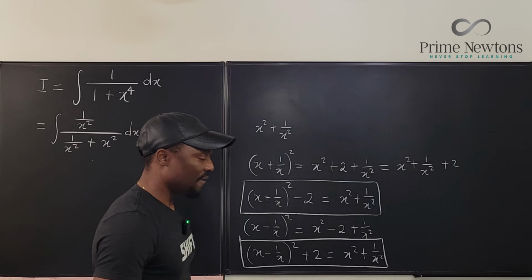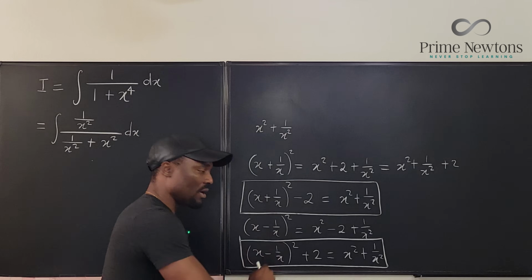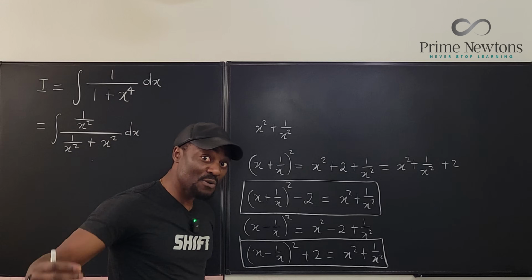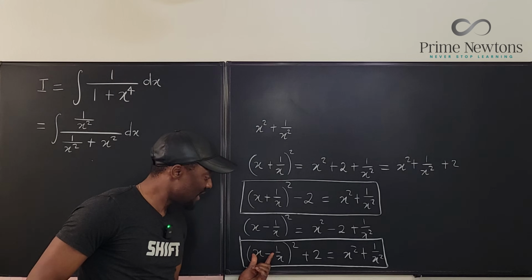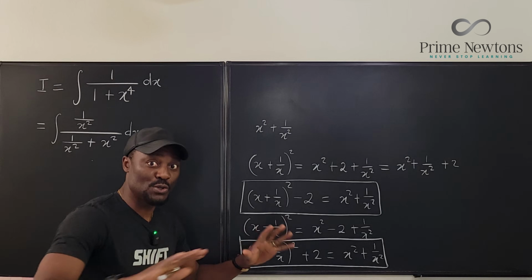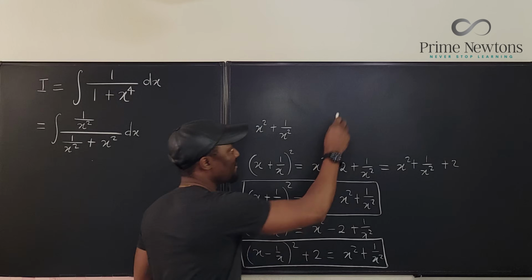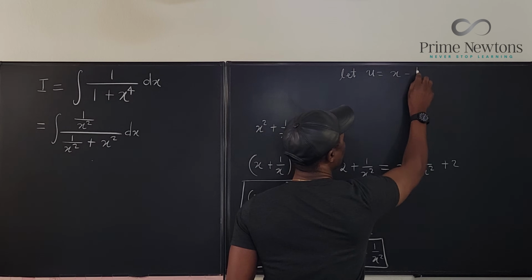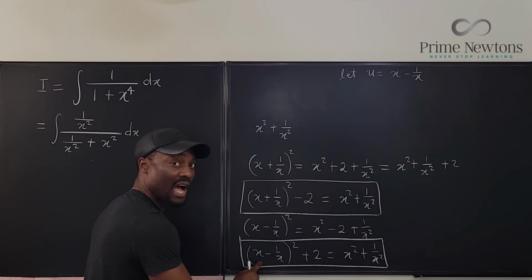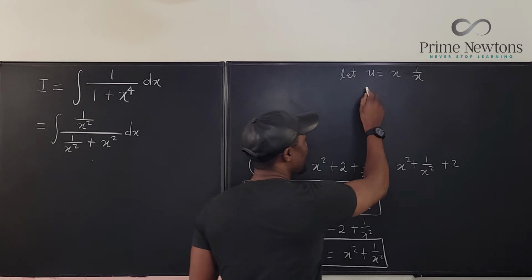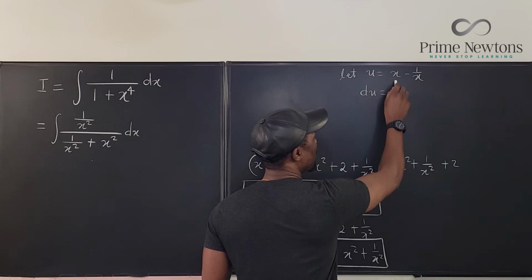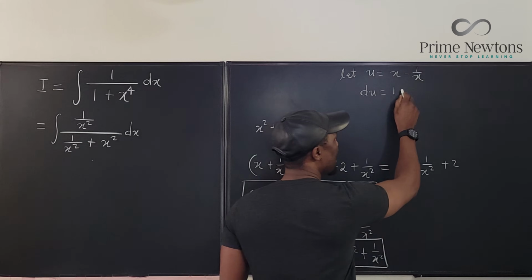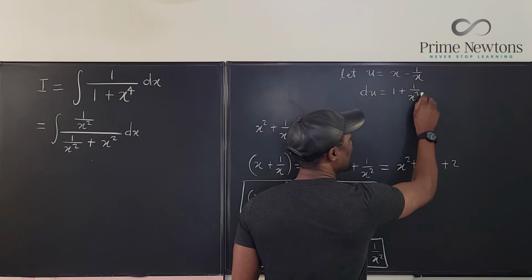Okay? Now, how do I know what I want? How do I know this is important? You have to be able to see the future. Because if you take the derivative of this, let's say this is your u, you do a u substitution. Look, let's do this. Let u be x minus 1 over x. You will notice that du will be equal to the derivative of this, which is 1. The derivative of negative 1 over x is plus 1 over x squared.